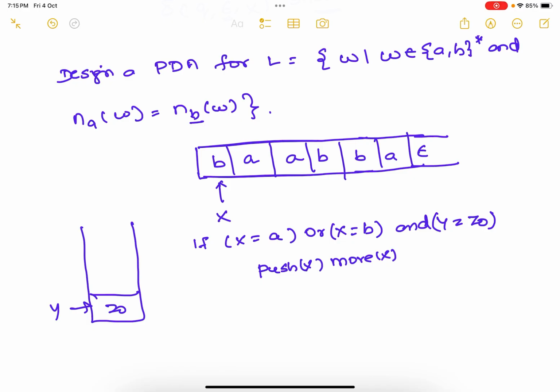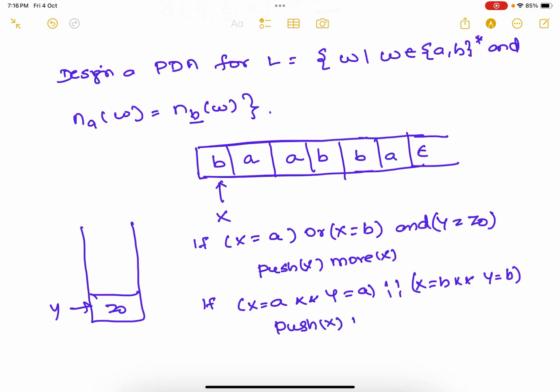Now when you have the same symbols coming in, say for example, if X is equal to A and the top of the stack is also A, we cannot decide whether you have an equal count. So we will be pushing in this condition also. When the top of the stack is B and the input tape is also having B, in this condition also we will push inside the stack.